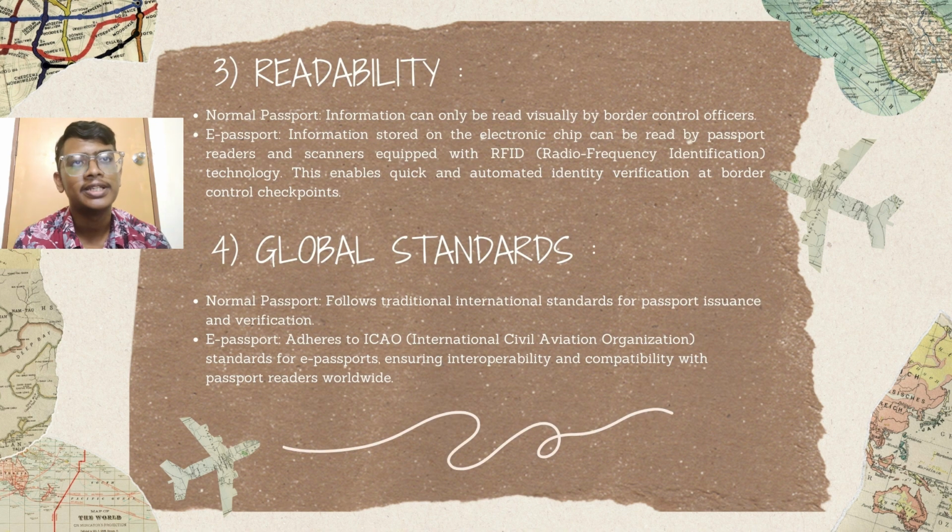Thirdly, the readability. Normal passport information can only be read visually by border control officers, but in an e-passport, information stored on the electronic chip can be read by passport readers and scanners equipped with RFID technology. This enables quick and automated identity verification at border control checkpoints.